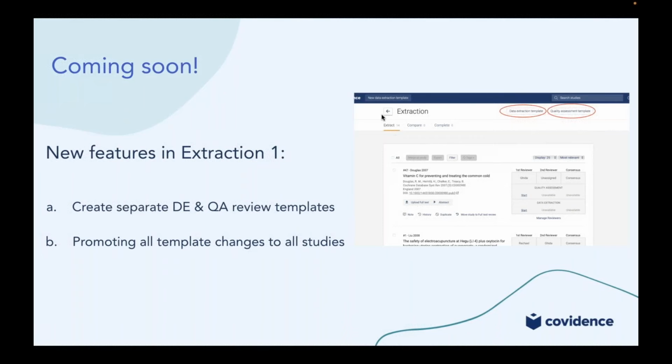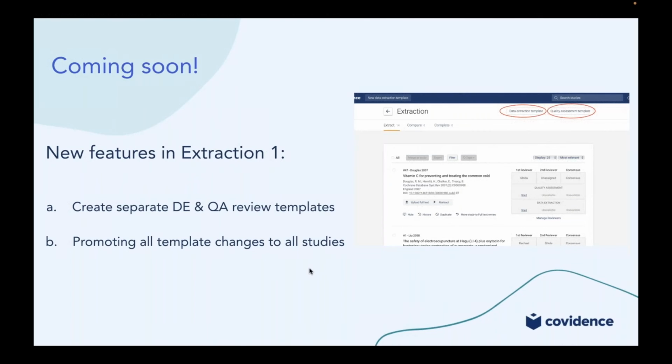So lots of the things that are happening in data extraction 1 will essentially bring the tool in line with some of the features that are already available in data extraction 2, which we think is going to make data extraction 1 simpler and more intuitive. So the first thing that we're going to launch very soon is to have the data extraction and the quality assessment templates be separate from the studies themselves.